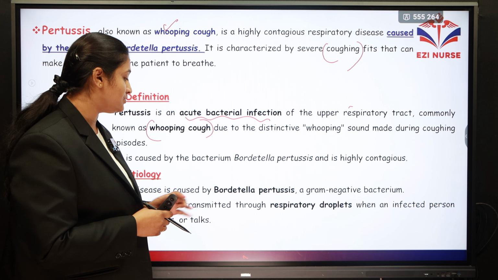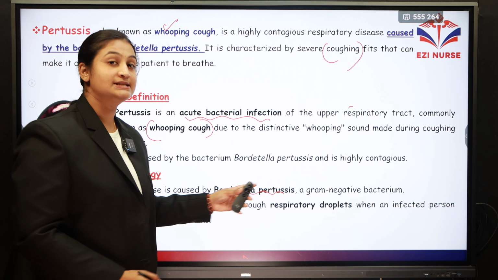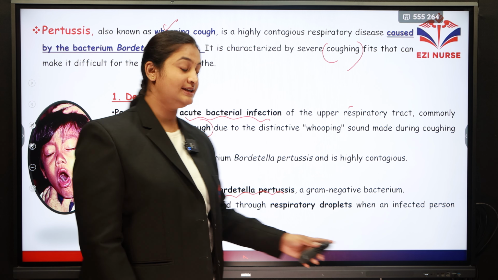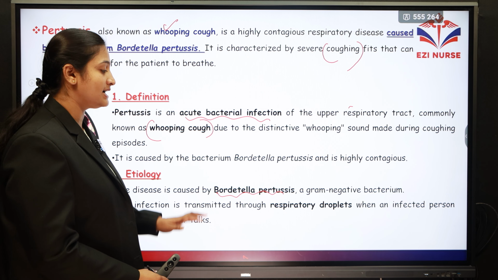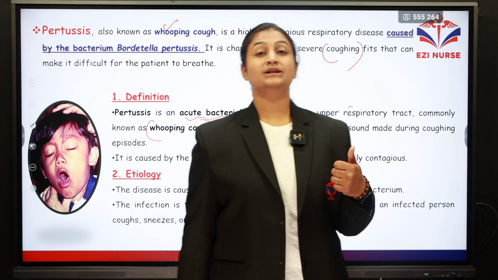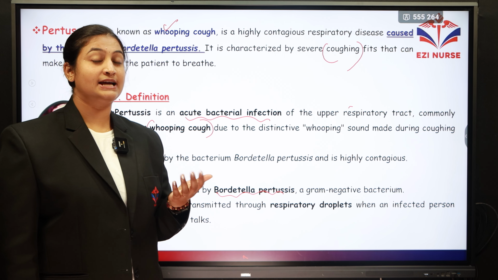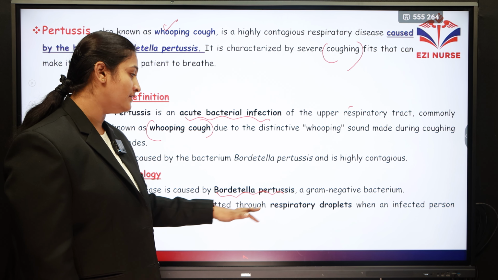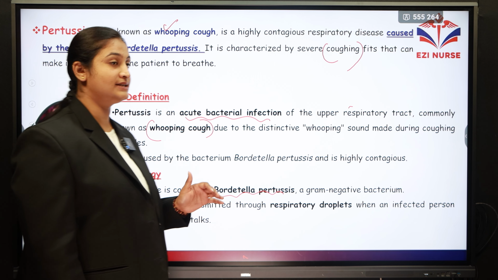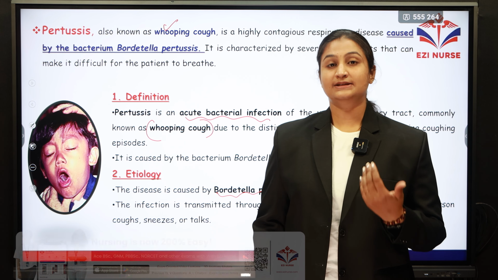And etiology: this is caused by Bordetella pertussis, a gram-negative bacterium, and the infection is transmitted through respiratory droplets, especially when two persons are close together or in a huge crowd. Respiratory droplets can spread when the infected person is coughing, sneezing or talking. All these are methods of transmission.